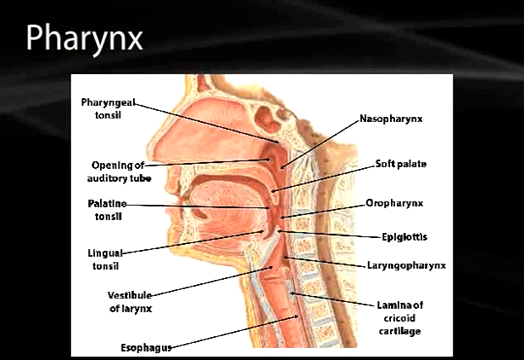Here you can see a cross-sectional section of the head showing the nasopharynx, oropharynx, and laryngopharynx, along with some of the borders between those, which would be the soft palate and the epiglottis and the posterior cricoid cartilage. You can see the larynx anteriorly to the laryngopharynx, and you can see how the esophagus and the trachea will begin below that cricoid cartilage.